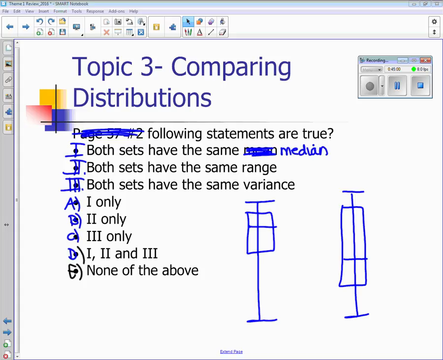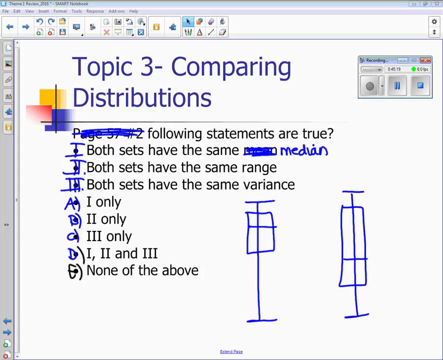Okay, so there's your two box plots. I should include a title for each. I should include scale, but we're really just trying to decide not what is the median or what is the range, but whether or not they have the same one, okay? So we're going to assume they're on the same scale here.